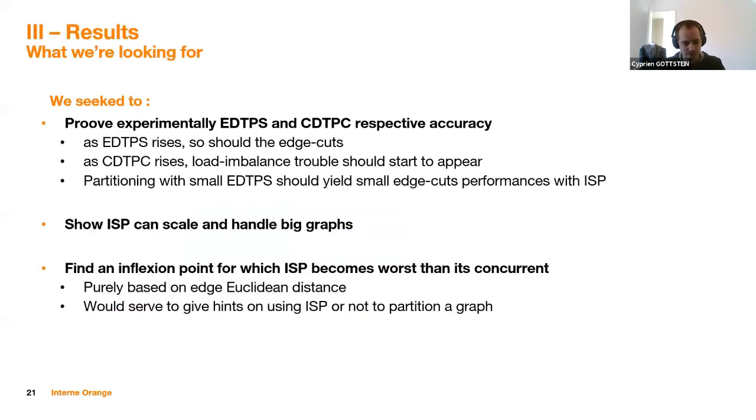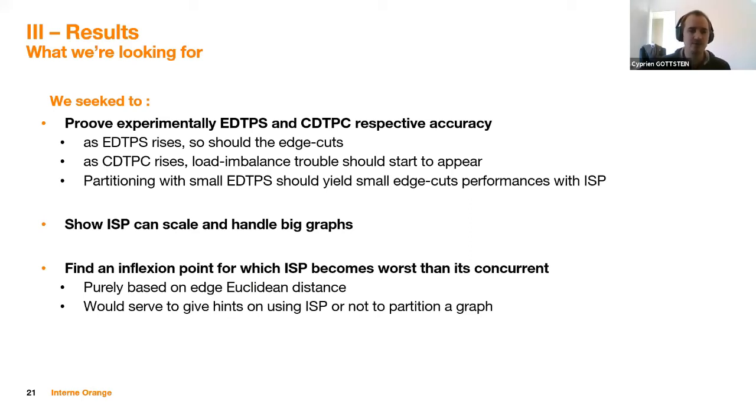Looking at our results now, we wanted to prove multiple things. First, we built metrics, and we want to check that EDTPS and CDTPC are truly accurate. So as EDTPS rises, we expect the edge cuts to do the same. As CDTPC rises, load imbalance trouble should start to appear. CDTPC is there to identify potential risk, but it's not because there is a risk that you will see a problem with it. So we'll talk about it right after.